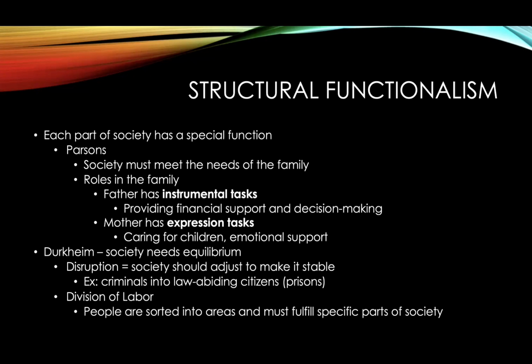So, for example, turning criminals into law-abiding citizens, and I say that loosely, in the sense that we know that statistically speaking, the criminal justice system has unfairly targeted folks of color. But from a structural functionalist perspective, society needs to provide situations to adjust and make society more stable. So how do you reduce crime? You implement prisons. For Durkheim, it's really a big focus on equilibrium and a division of labor.